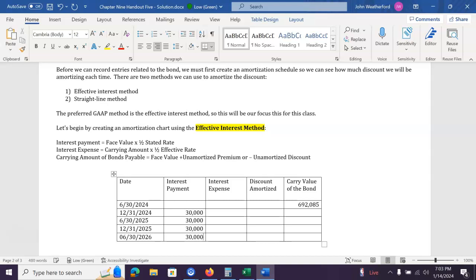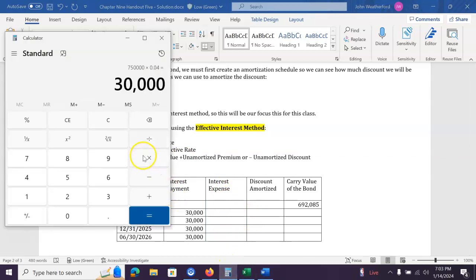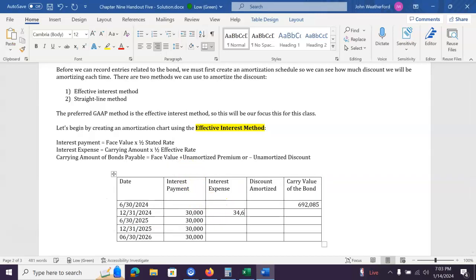Now the interest expense recorded each period is going to vary because the carrying value of the bond is going to change as the discount, in this case, or premium, as we'll look at later, is amortized. Okay, our interest expense is the carrying amount times half the effective rate. So that's going to be $692,085 times half the market rate. The market rate was 10%, so half of that would be 5%. That's $34,604. We'll round to the dollar. And then discount amortized will be the difference in these two amounts. So $4,519.